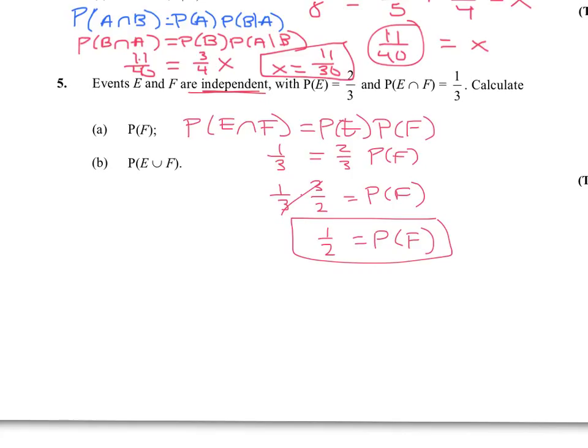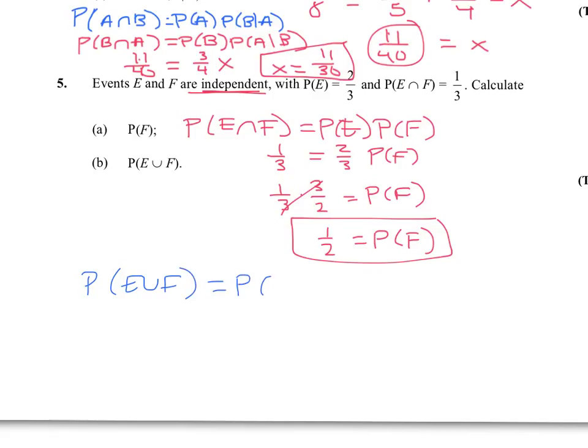Okay, then it asks for the probability of E union F. I've got to look at my formula sheet and decide what formula is going to be the most helpful here. Well, we already used the independent events formula, and that one doesn't have the union on there. Our mutually exclusive formula has the union, and so does our combined events. However, we know this is not mutually exclusive because the probability of E and F is not 0, it's 1/3. So we can't use mutually exclusive, so we're going to use our combined events.